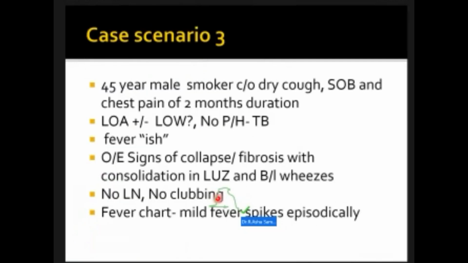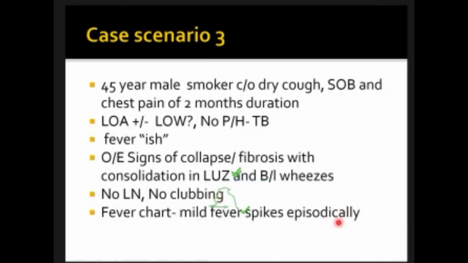Okay. So case scenario number 3 is a 45-year-old male smoker who complains of dry cough, shortness of breath, and chest pain of 2 months duration. He has some loss of appetite. He's not very sure whether he has loss of appetite or loss of weight. No past history of TB. He has been feeling feverish, though he's not very sure whether he has fever or not.